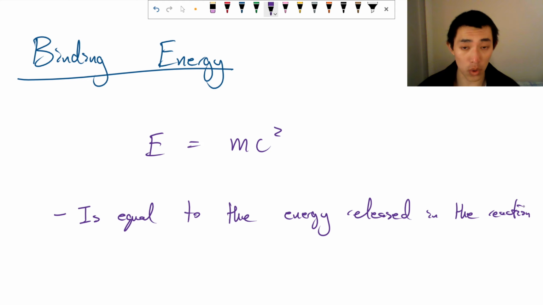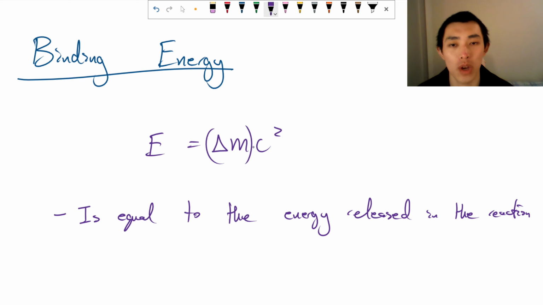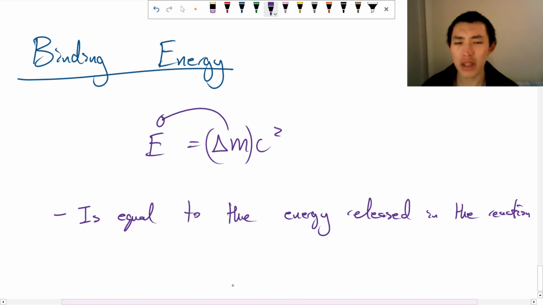Now, also the mass here, right? We can also calculate the binding energy. If we know the mass defect, we can work backwards and figure out what our binding energy is. Now, why is it called binding energy? What about it is binding?